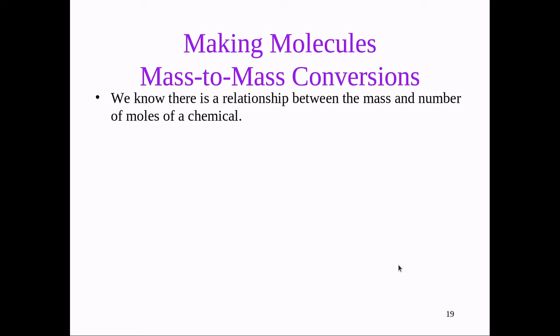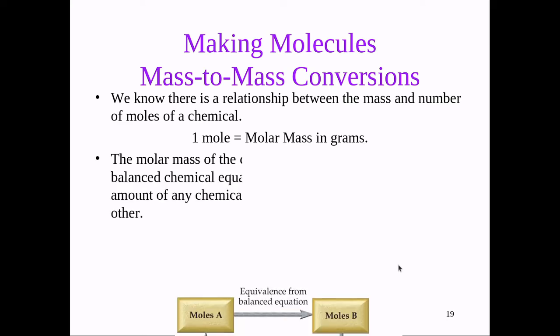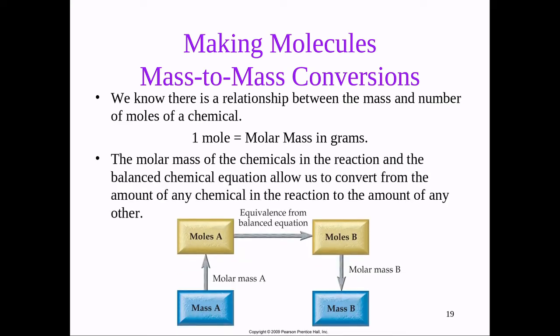So we know that there is a relationship between the mass and the number of moles of a chemical. And the molar mass of chemicals in the reaction and the balanced chemical equation allow us to convert from any amount of chemical in the reaction to any amount of any other. Okay? So basically, we don't typically measure moles.